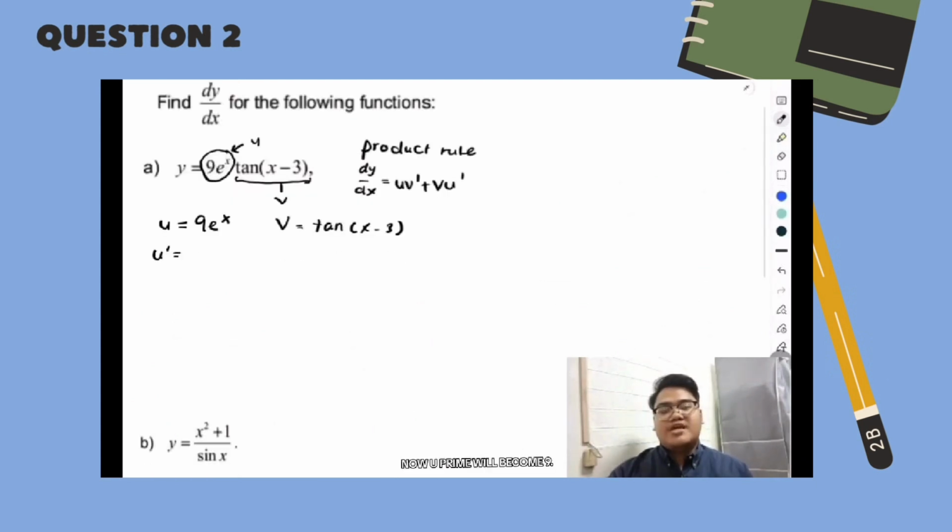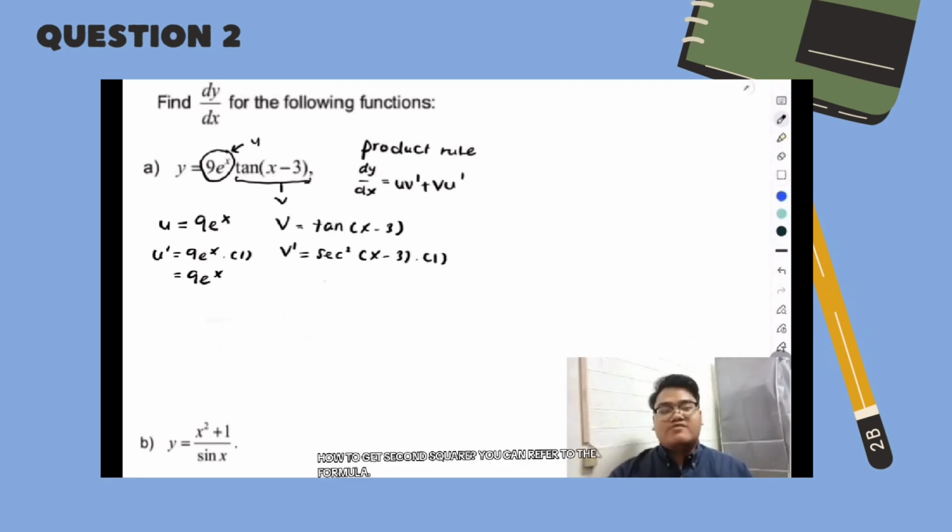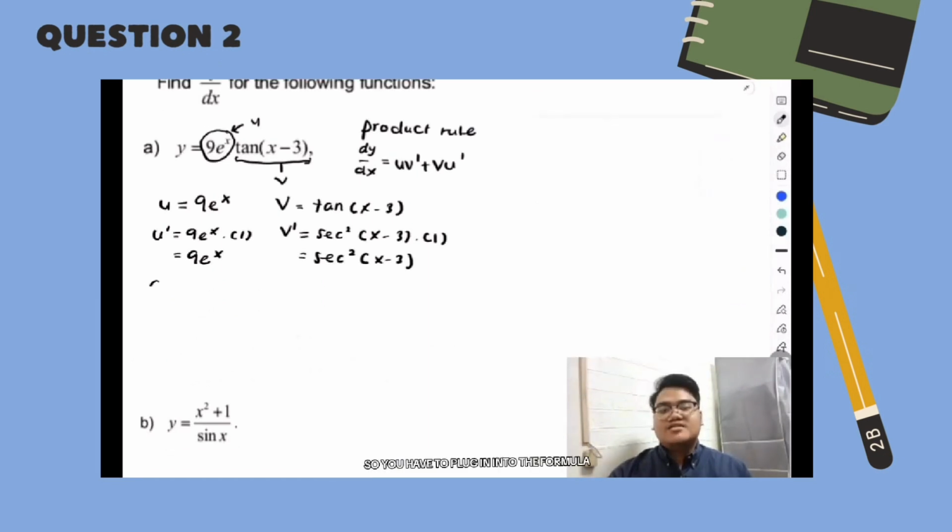Now, u prime will become 9e to the power of x, unchanged. So, v prime will give you secant squared x minus 3. How to get secant squared? You can refer to the formula. So, you have to plug into the formula dy over dx equals uv prime plus vu prime.